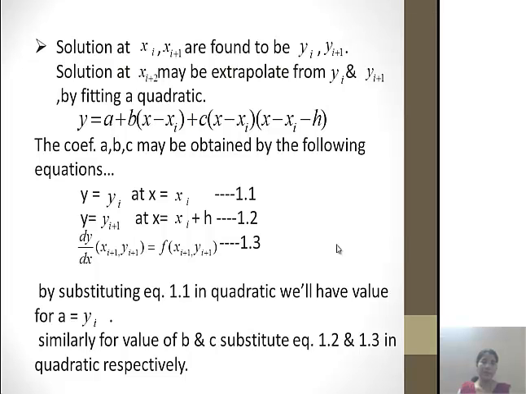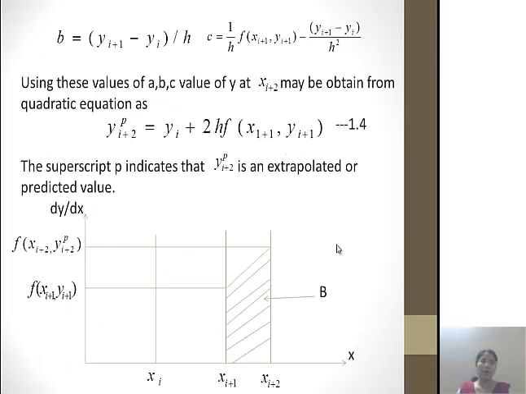By substituting equation 1.1 in the quadratic, we will have the value a equal to yi. Similarly, for the values of b and c, substitute equations 1.2 and 1.3 in the quadratic respectively. Now we will get b equal to yi plus 1 minus yi upon h, and c equal to 1 upon h times f of xi plus 1, yi plus 1 minus yi plus 1 minus yi upon h square.